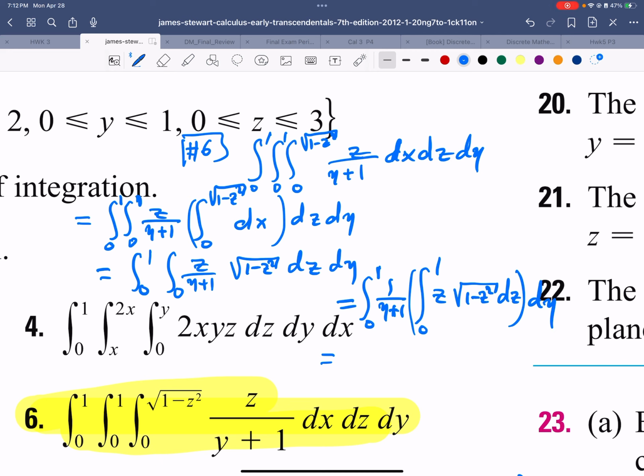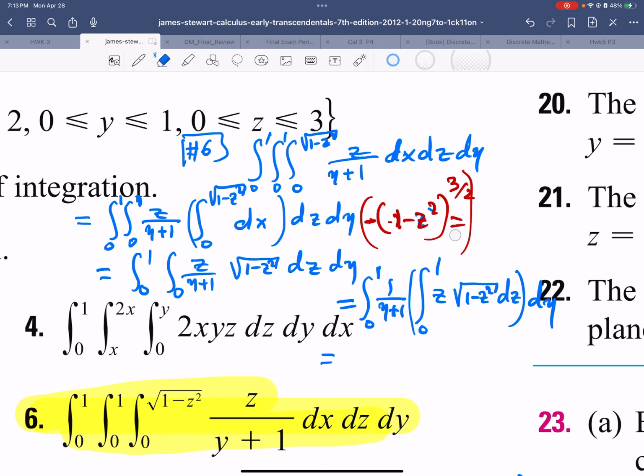And then here you can use u sub and so on. But if you think about it, let's try this one. 1 minus z squared to the 3 over 2, I will have, let me put the negative here. If I take the derivative for this one, if you know how to do it fast, that's the way. You can also use u sub, but that's the way I do it fast. So if you take the derivative for this one, you have a negative 3 over 2, and then take the derivative inside, you have a negative 2z, okay?